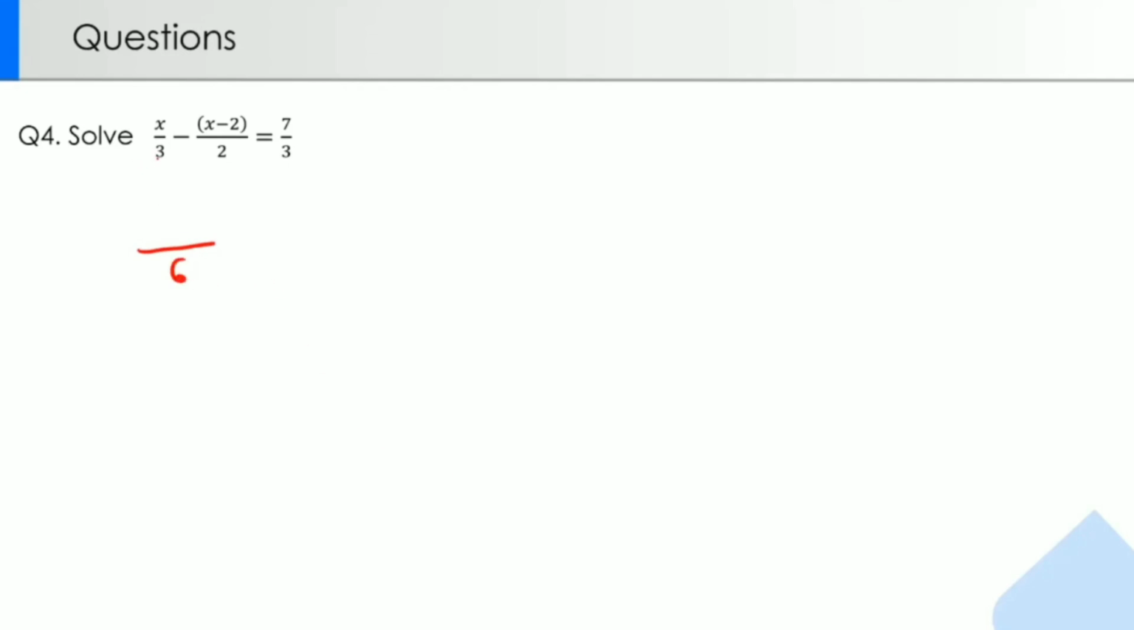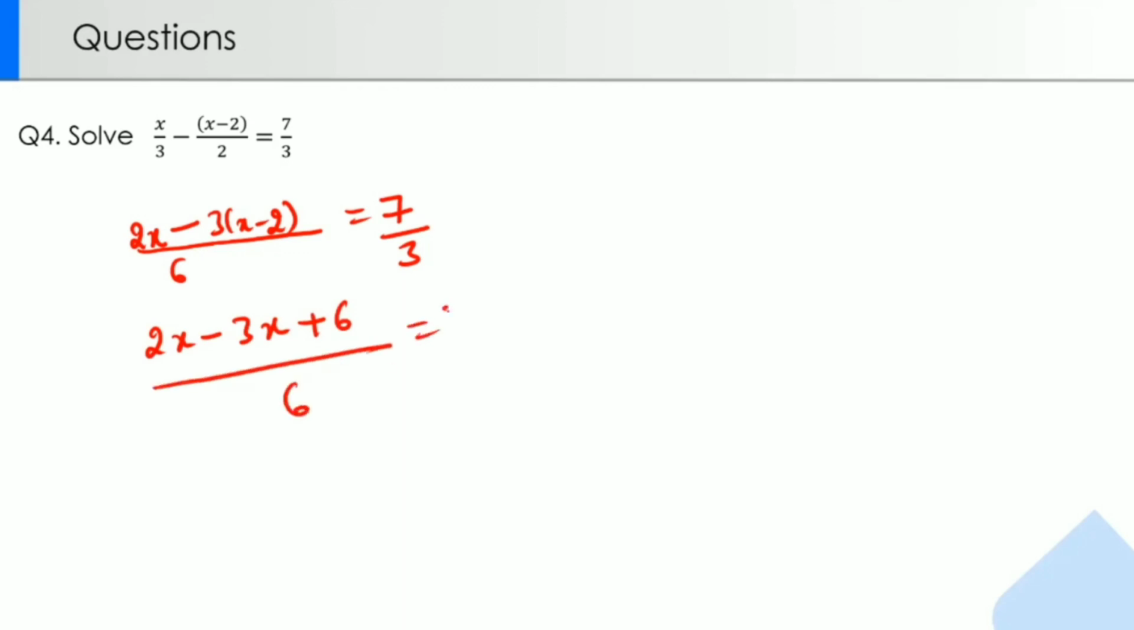Now 6 divided by 3 is 2. 2 multiplied by x will give me 2x. Minus 6 divided by 2 is 3, so 3 times (x minus 2) I can write here. This is equal to 7 over 3. So now let me open this bracket. So this can be written as (2x minus 3x plus 6) over 6 equals 7 over 3. So 2x minus 3x will give me minus x. This will be plus 6 over 6 equals 7 over 3.